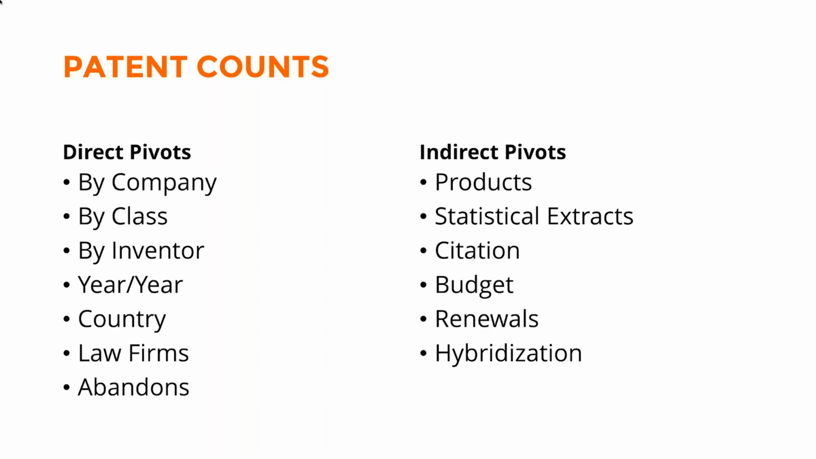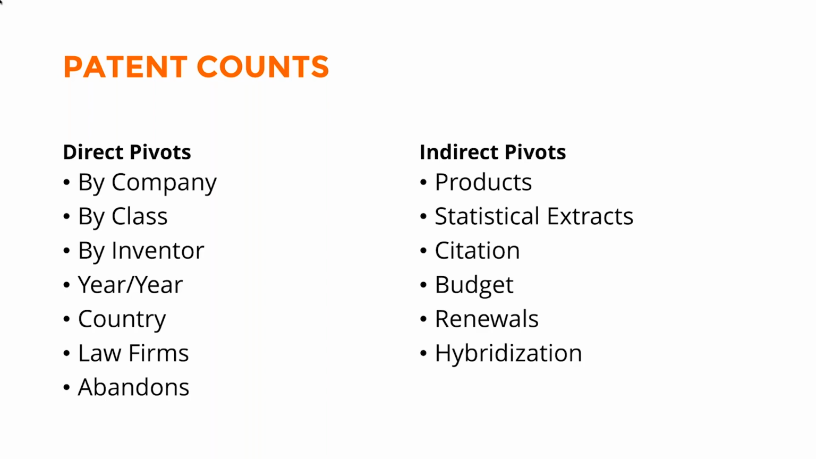Sure. So moving on here, I like to divide patent counting into two different things: direct pivots and indirect pivots. So what the heck's a pivot? A pivot to me is a data point that you want to rotate around to extract various inferences. So a direct pivot would be, start with the most basic: who owns this, and how many have they done?